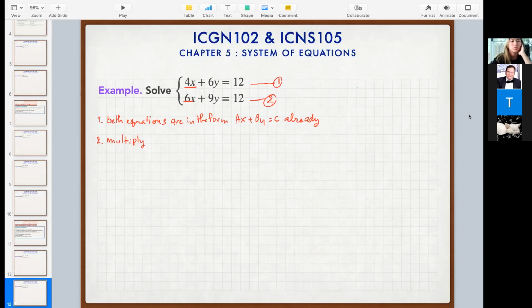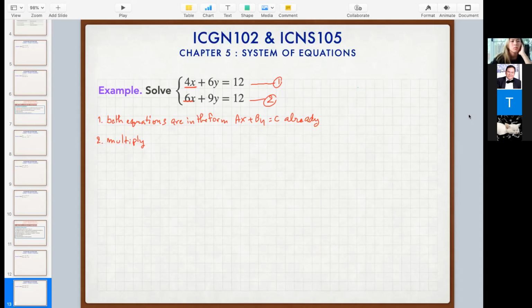Now, let's see. We do it together. Number one, both equations are in the form x plus by equals c already, so we don't need to move anything. For the second one, I consider the term x. I want to eliminate the term x first, so I have to multiply to make them equal. The smallest common number is 12, right?